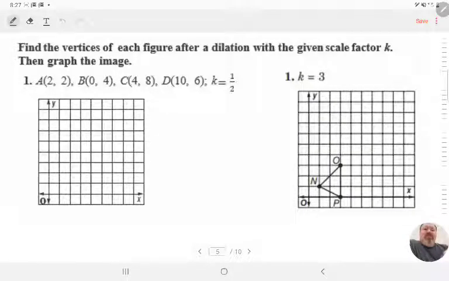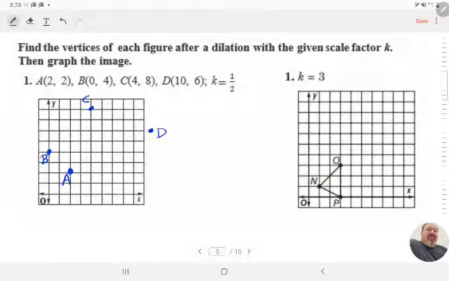A is 2, 2. So we could say 1, 2, 1, 2, which is here. And we have B is 0, 4, which is here. And we have C, which is 1, 2, 3, 4, I believe here. And we have D. 1, 2, 3, 4. Which would be about right here. It's a little bit off the grid. And that's where it's going to be, kind of give you an idea.